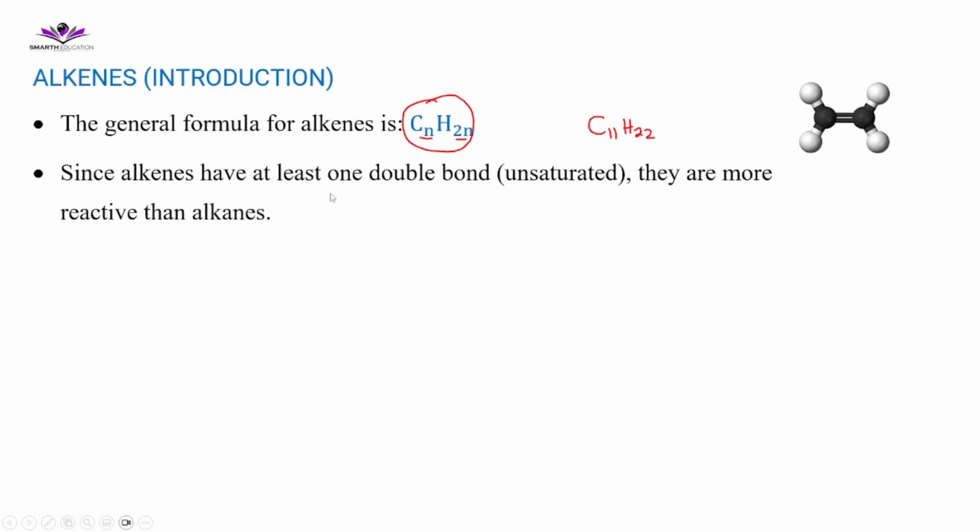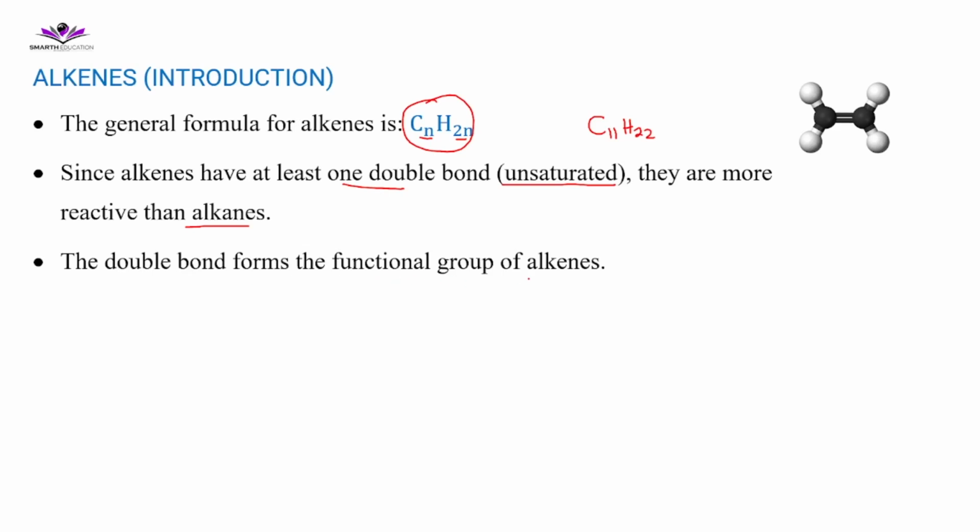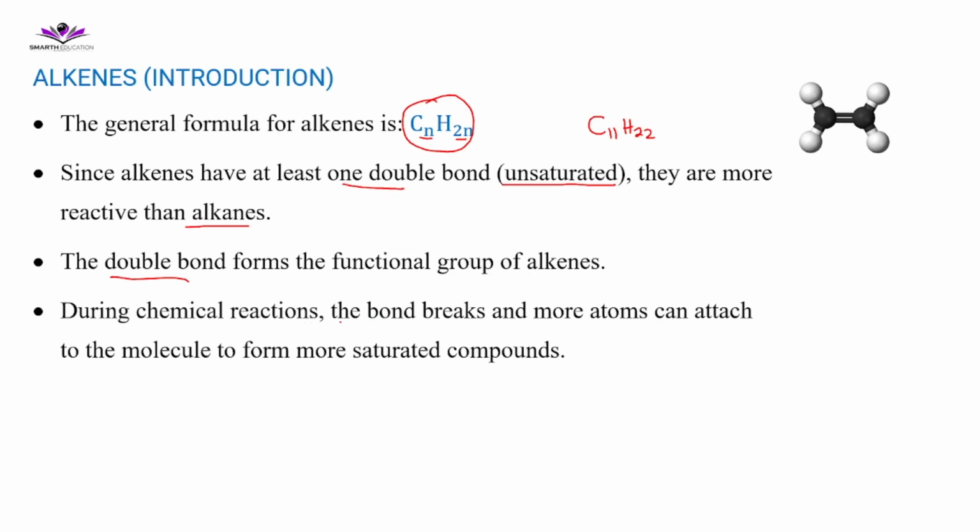Since alkenes have at least one double bond, it means these are unsaturated hydrocarbons. Remember, alkenes, just like the alkanes and alkynes, are hydrocarbons. They are composed of carbon and hydrogen only. And since they have at least one double bond, they are therefore unsaturated. They are more reactive than alkanes. The functional group for alkenes is the double bond. Please remember that. During chemical reactions, the bond breaks and more atoms can attach to the molecule to form more saturated compounds. That's why alkenes are used a lot in manufacturing other organic molecules.